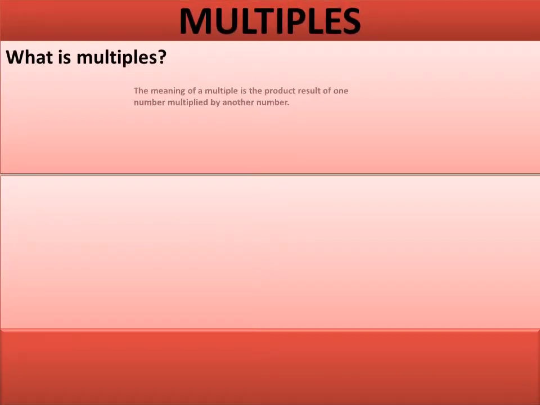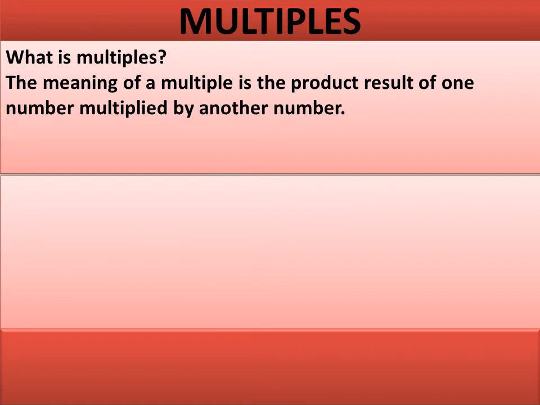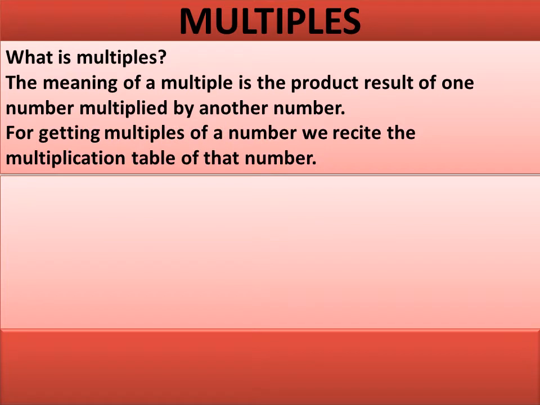What is a multiple? The meaning of a multiple is the product result of one number multiplied by another number. For getting multiples of a number, we recite the multiplication table of that number. So multiples is equal to tables.